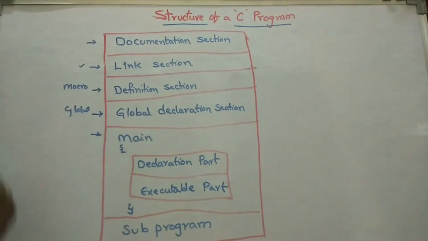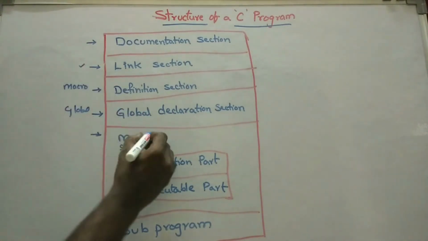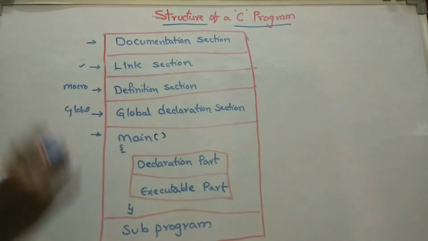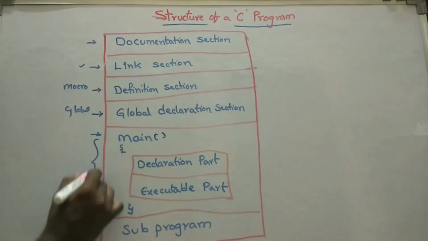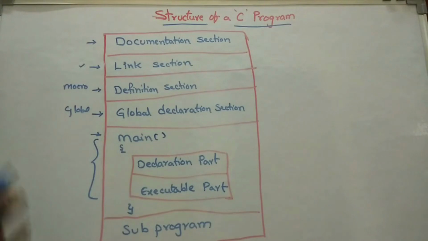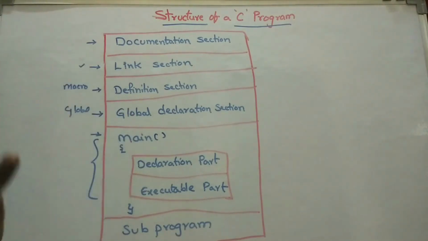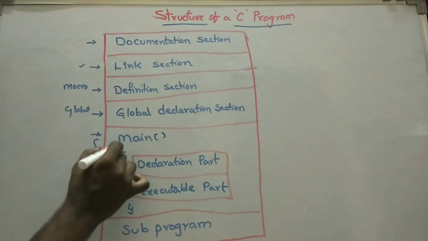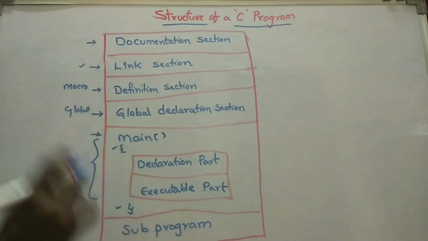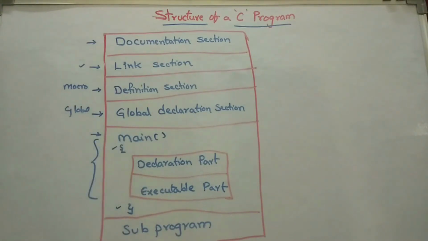And the next section is the main section, which is the main method in your program. It is the heart of your program. Without the main method, there is no program, meaning the program cannot be executed. This is the main method, with open parenthesis and then close parenthesis. This is the main part of your program.